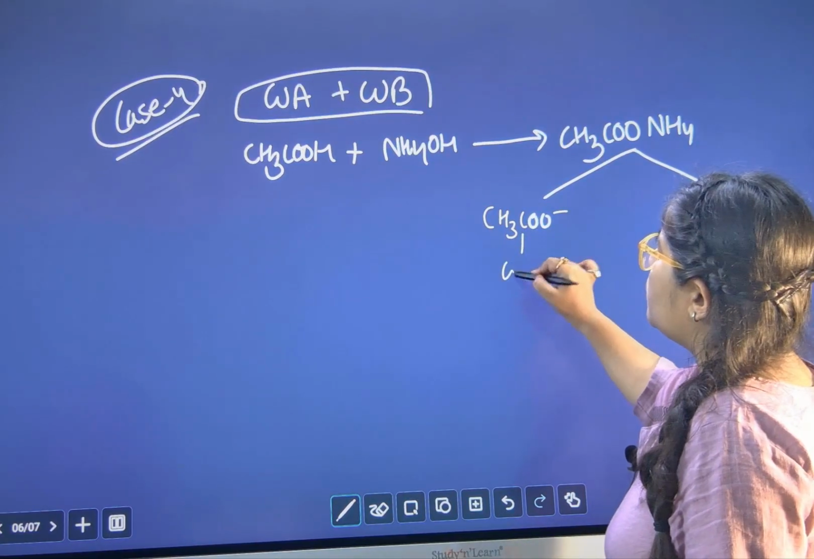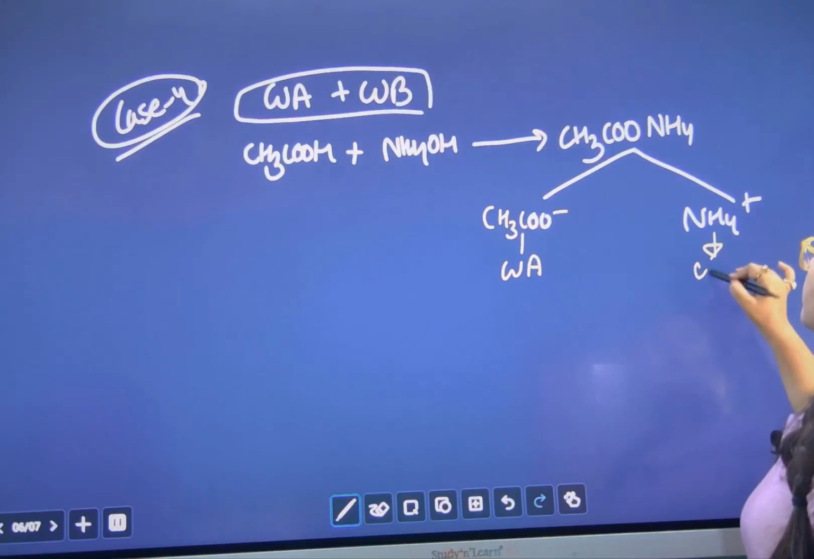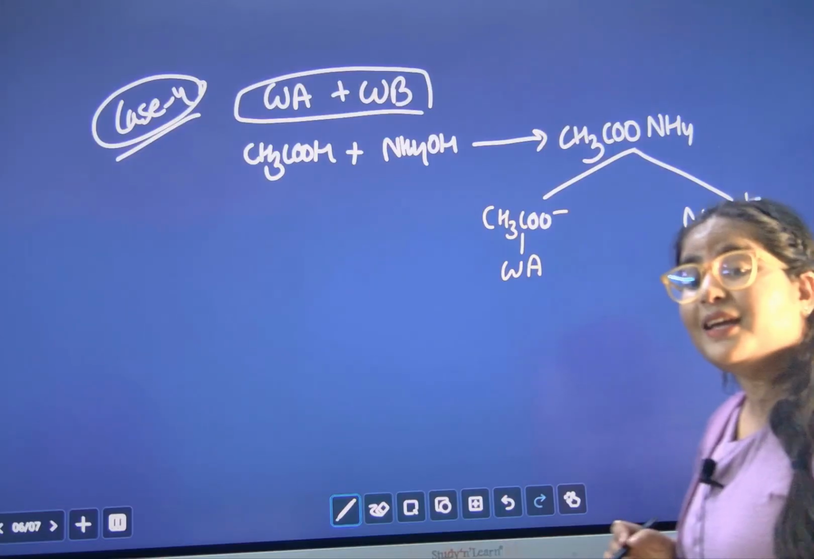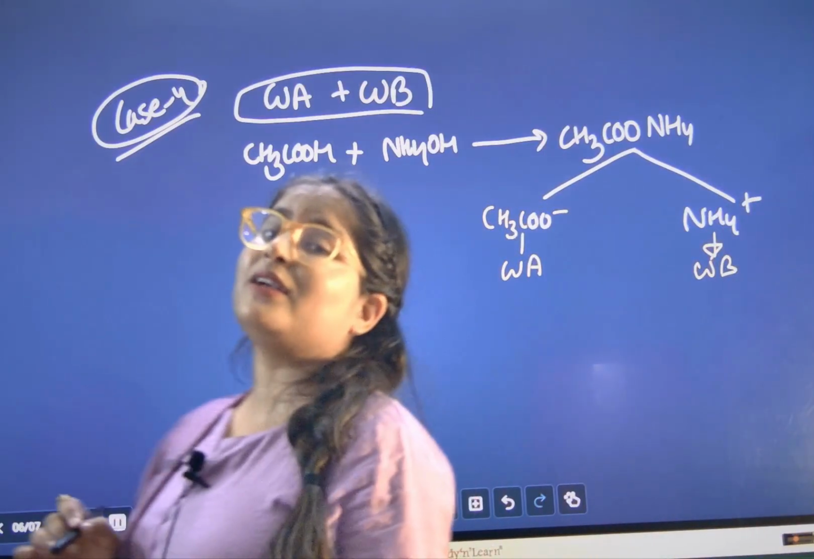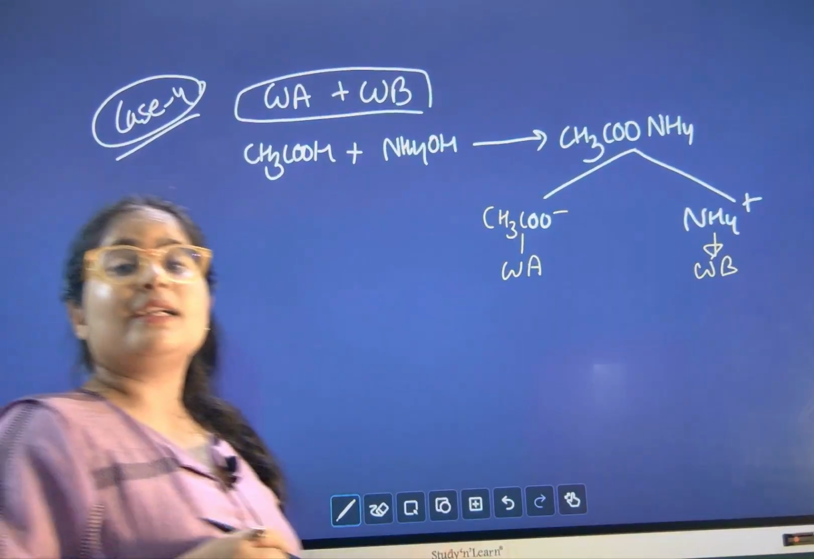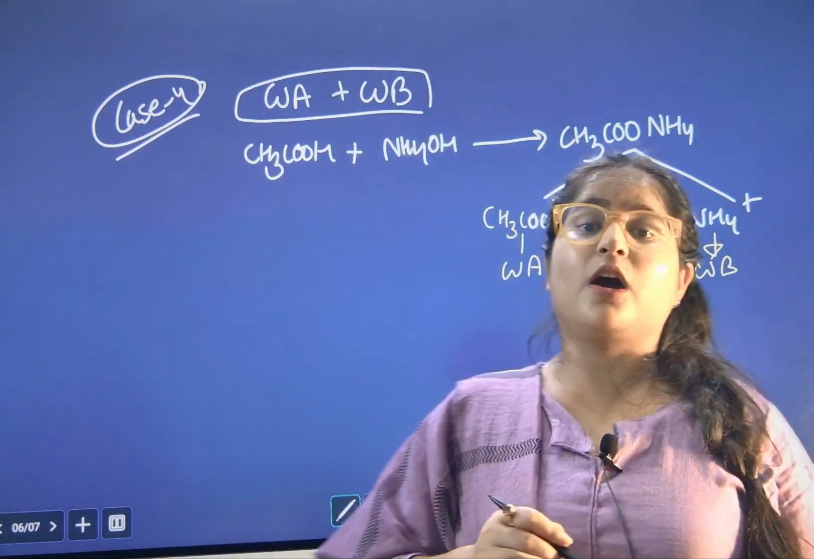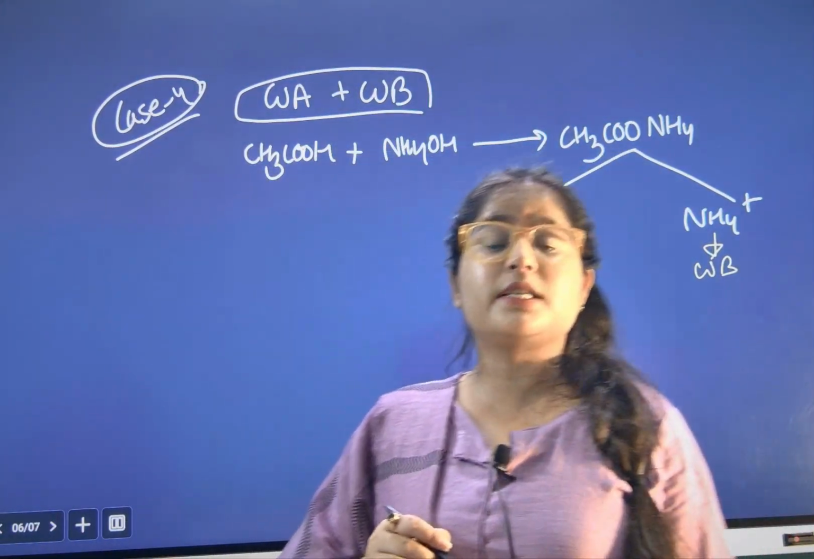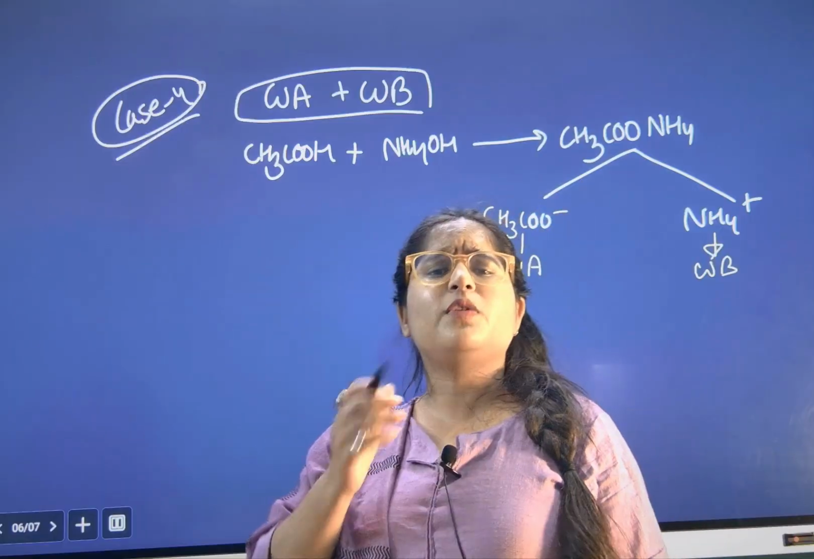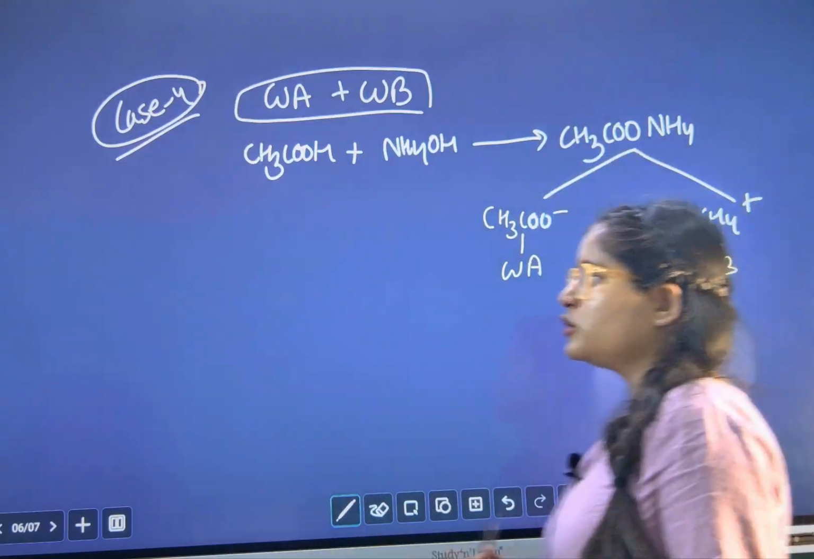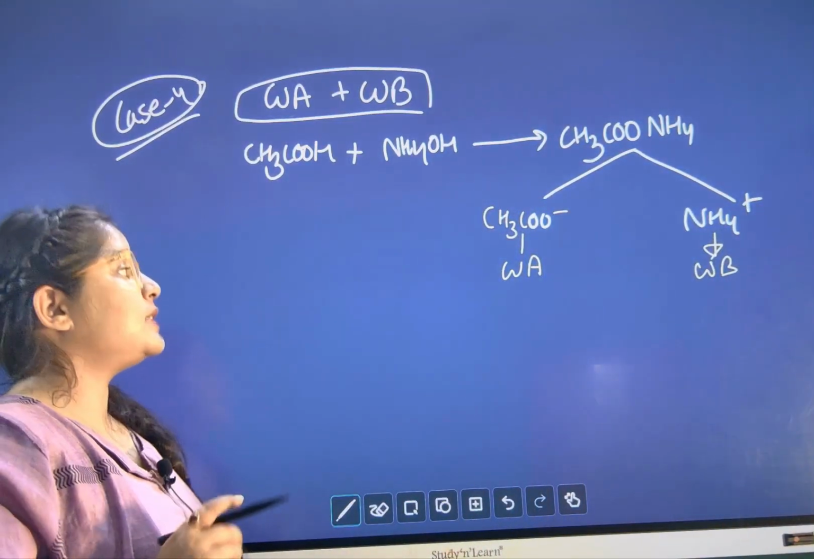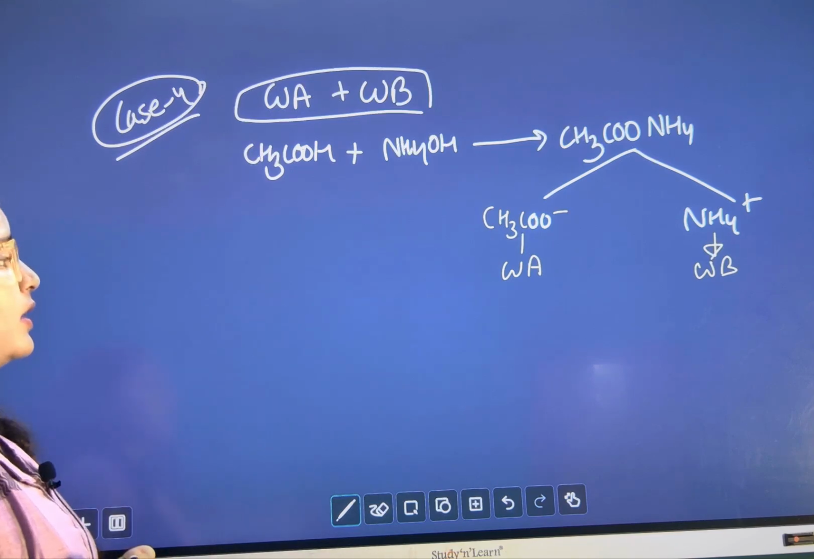This is coming from weak acid and this is coming from weak base. It means both will undergo hydrolysis. Then how will we decide the pH? Both are weak, so who will decide the pH? Let us see here. Who will decide our pH nature?